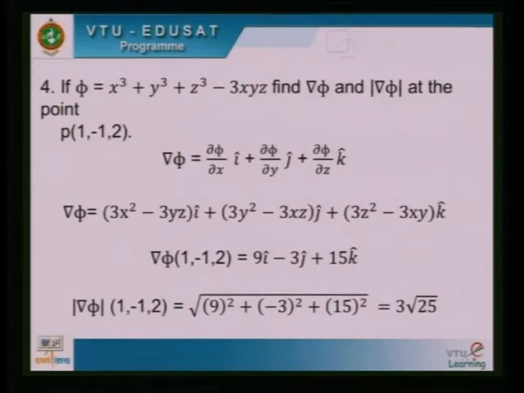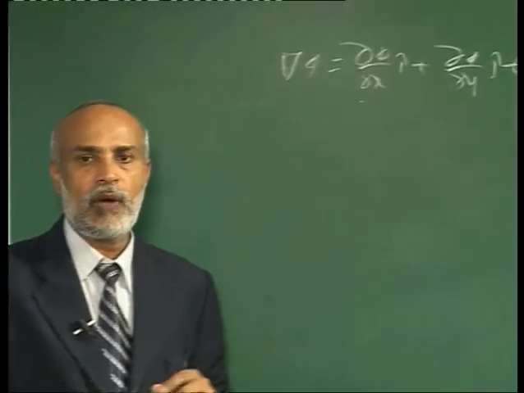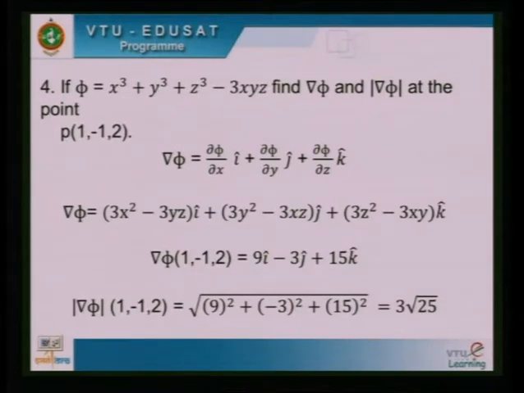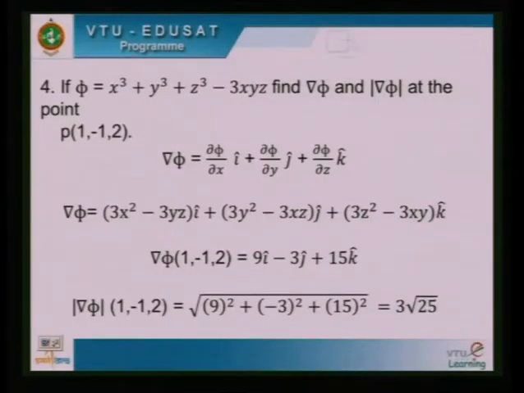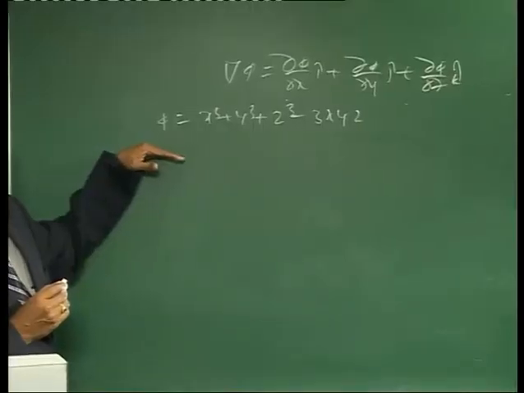Next, if phi is equal to x cube plus y cube plus z cube minus 3xyz, find gradient of phi and modulus of gradient of phi at the point. First, write the gradient of phi formula. Gradient of phi equals dou phi by dou x i cap plus dou phi by dou y j cap plus dou phi by dou z k cap. Now, the given problem is phi equals x cube plus y cube plus z cube minus 3xyz.